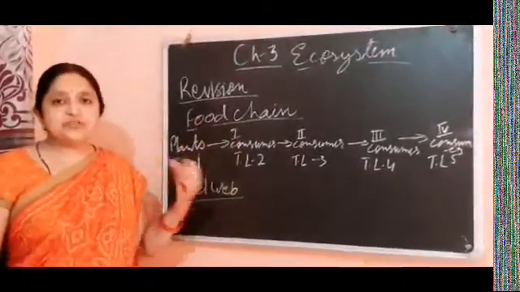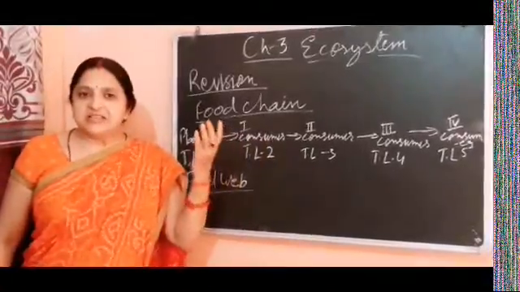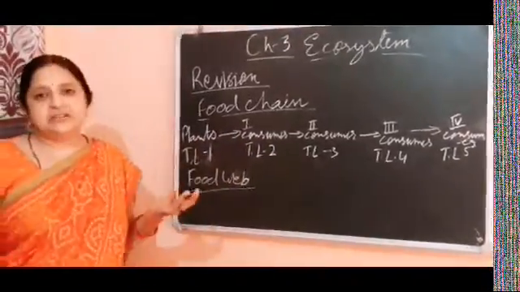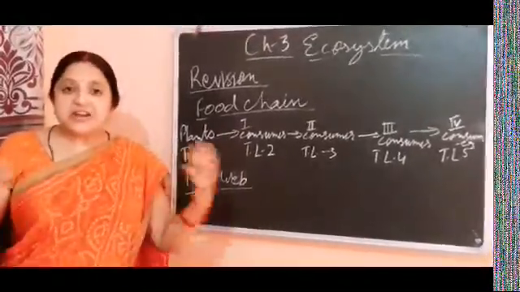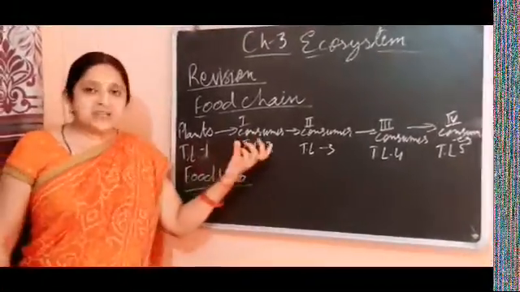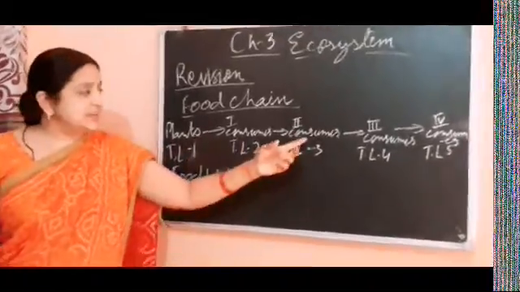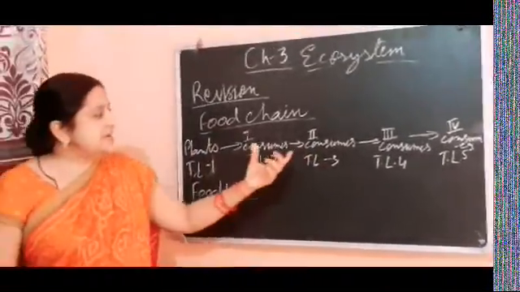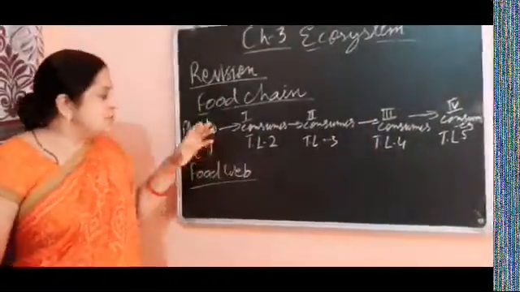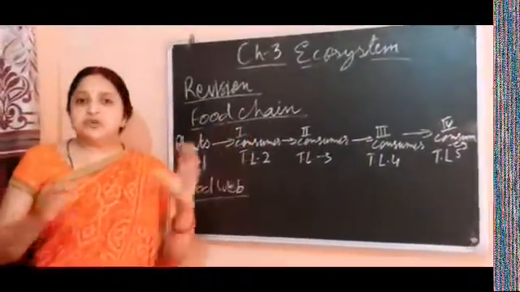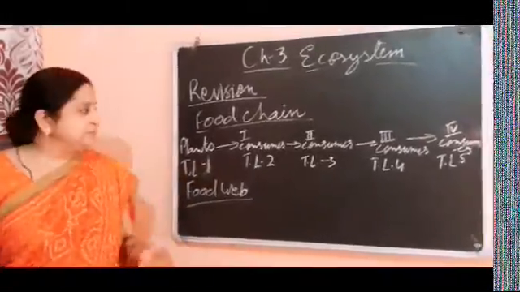And when this food chain becomes complex, because we all know that there are more consumers, more rabbits, more deer, there are different types of consumers. Primary consumers, and in the same way there are different types of secondary consumers. Secondary consumers are carnivores, and in this way a variety of consumers are there. So when this food chain becomes complex, that type of food chain is called food web.